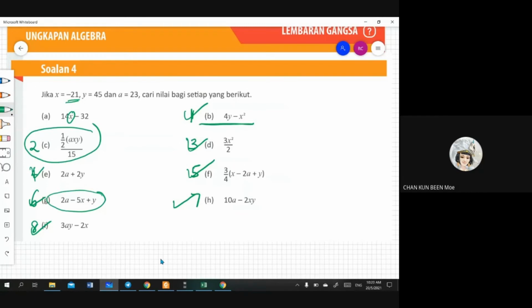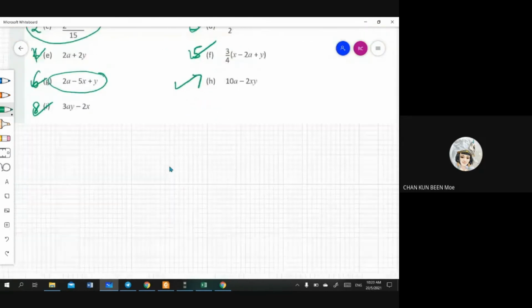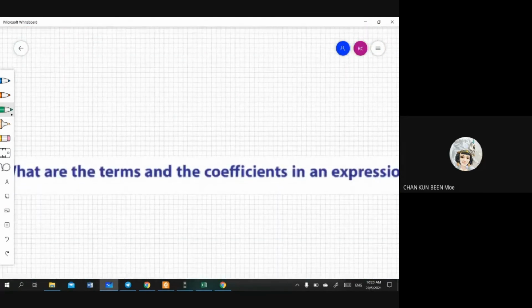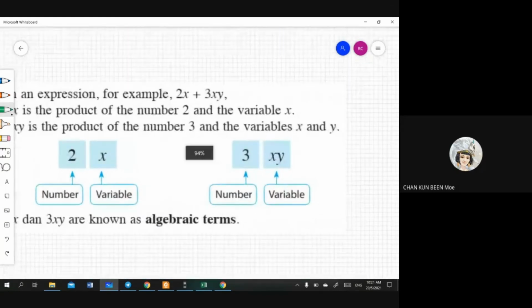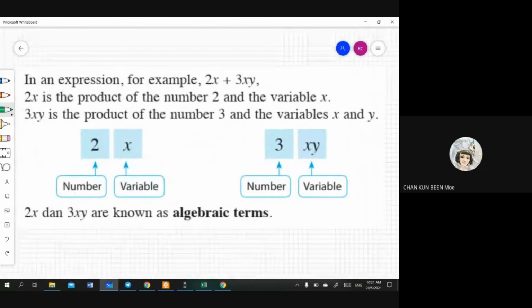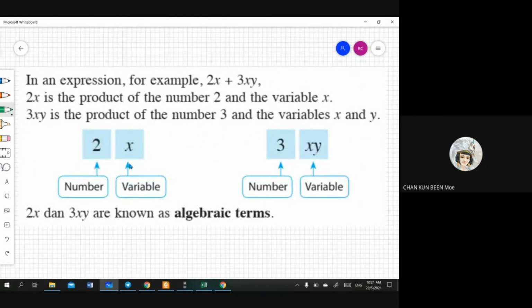So after this, we are going to learn the algebraic term, the number of algebraic term for the expression. So previously, you already know what is the algebraic term. What are the terms and the coefficients in an expression? So we need to know what are the terms and the coefficient. First, we are going to look at the term. Look at the one in blue box, 2 and x. So they give you already this one, the number is 2, and the x is a variable. And 3xy. So 3 is the number, xy is a variable.